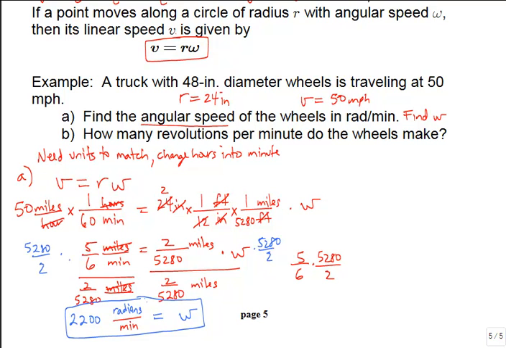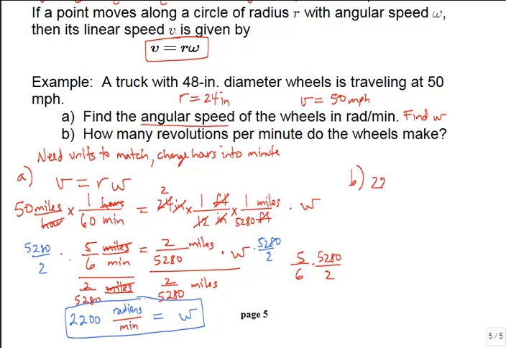If you imagine a little point on the edge of that wheel spinning around, how fast that angle rotates. Now for part B, we want to figure out how many revolutions per minute do the wheels make. So we just figured out what the angular speed was, and notice that its units were radians per minute. So what we want to do now is just do a little conversion in the units, and instead of talking about radians per minute for that angular speed, I want to change that to revolutions per minute.